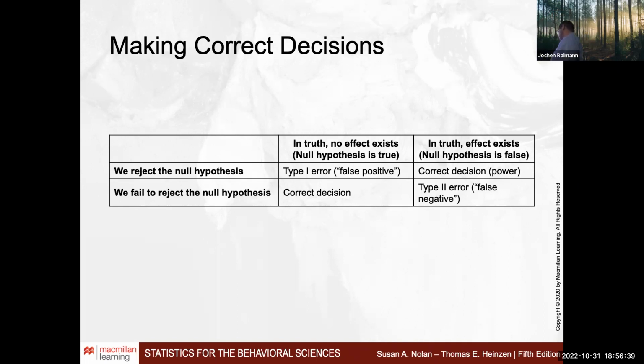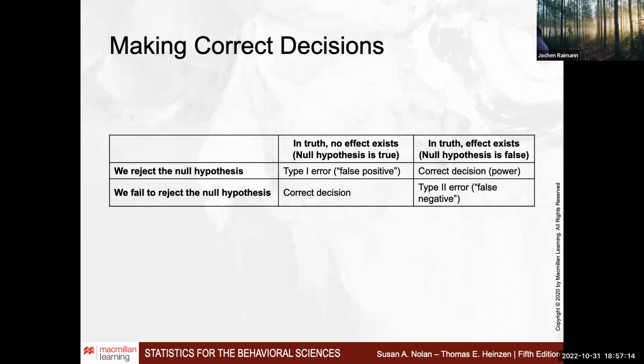So then you reject the null hypothesis and you're rejecting it because it's false. That is a correct decision, which essentially is adding up. So in truth, you have an effect that exists. The probability for determining that is 100%, right? Either you don't see it or you see it. If you see it and it's there, you should have seen it. If you didn't see it, you basically lost that information. That's the type 2 error.